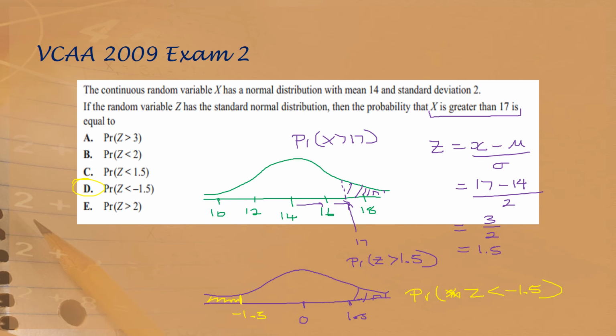So do keep in mind that the normal distribution is symmetrical, as this gives us some other ways to determine exactly what's going on.